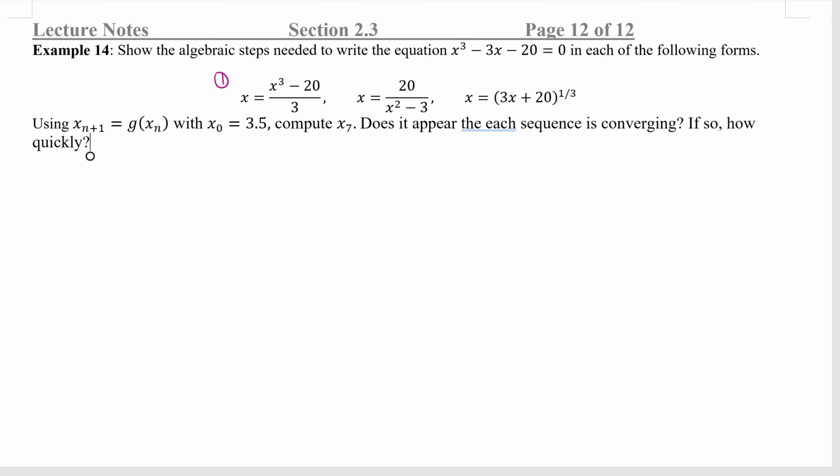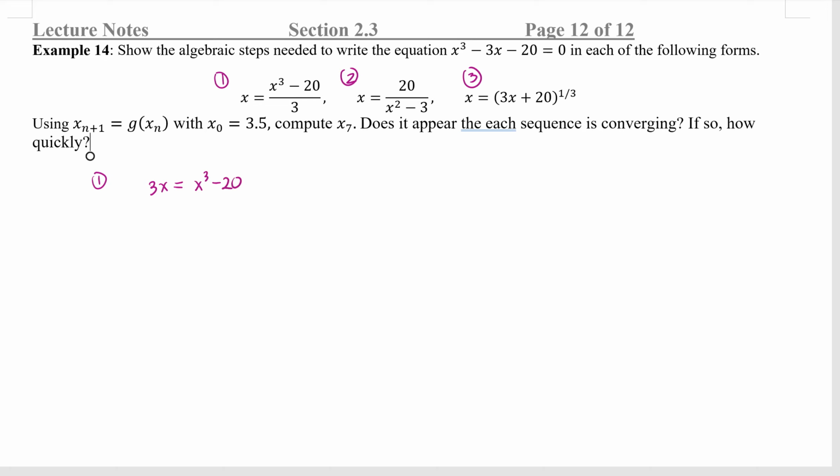So let's call these 1, 2, and 3. Let's look at 1. And you see how to show it? Well, you just do the reverse order. So starting with equation 1, let's multiply by 3 on both sides.